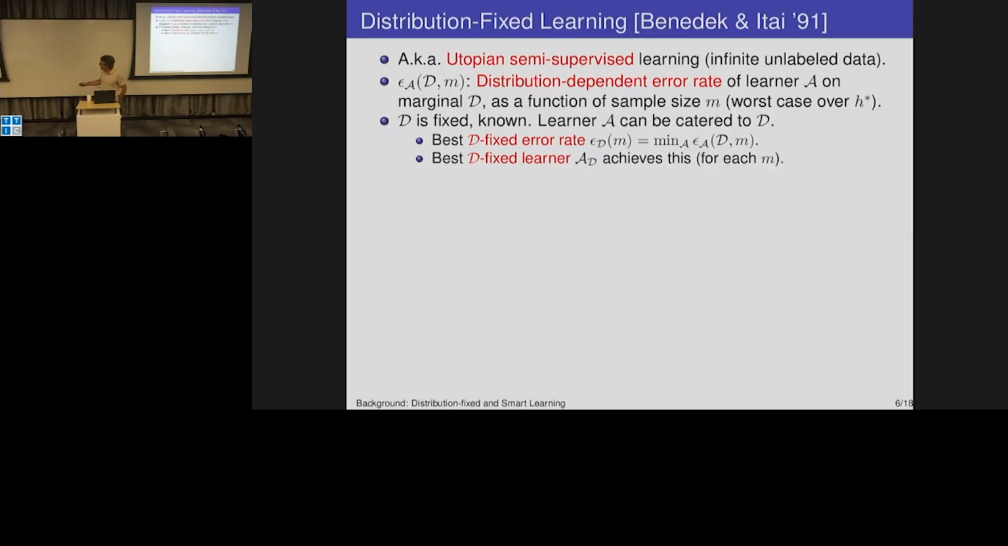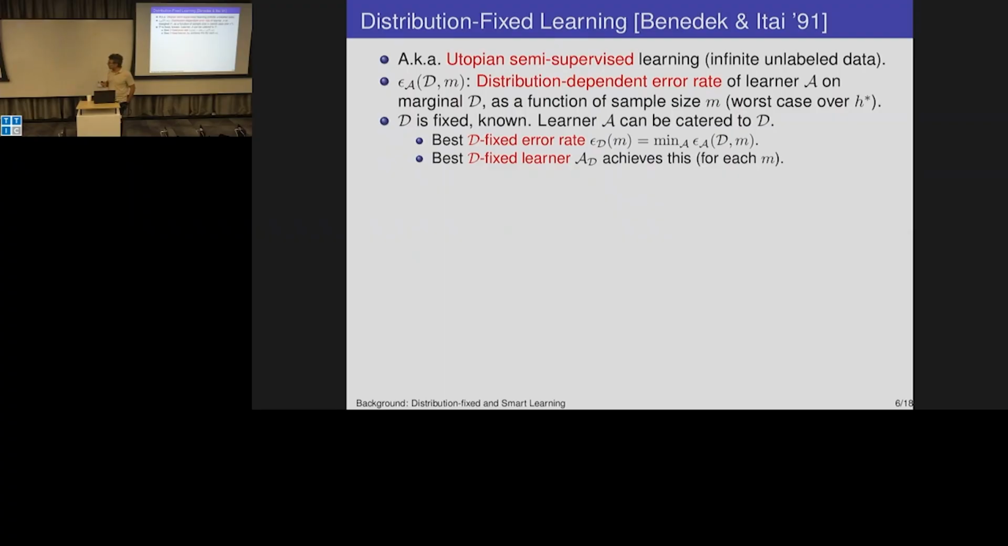I'm going to denote it by epsilon sub A of D comma M. This is the error that the learner incurs when its data comes from this marginal distribution in the worst case over hypotheses. Okay? So I'm still worst case over hypotheses or ground truths, but I'm going to measure the performance of my learner marginal by marginal.